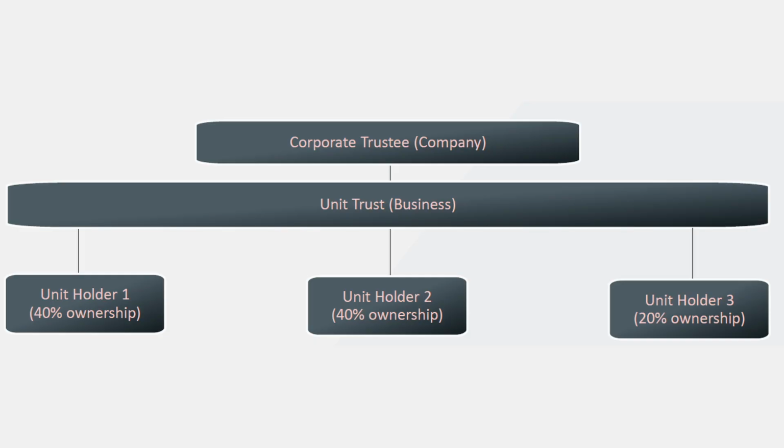Next up, we have unit trusts. Unit trusts provide a clear and defined ownership structure that is fixed based on the units that are held, making them suitable for joint ventures and partnerships. Beneficiaries and their respective interests are identified by their holding of units, much in the same way as shares are issued to shareholders of a company.